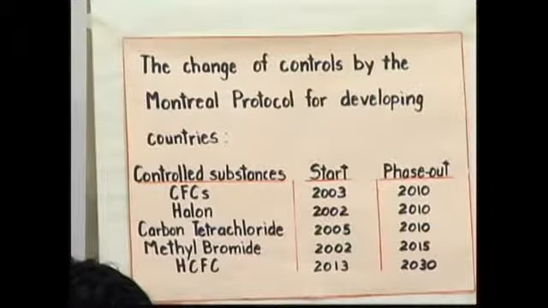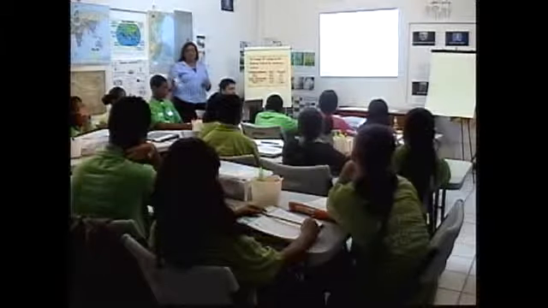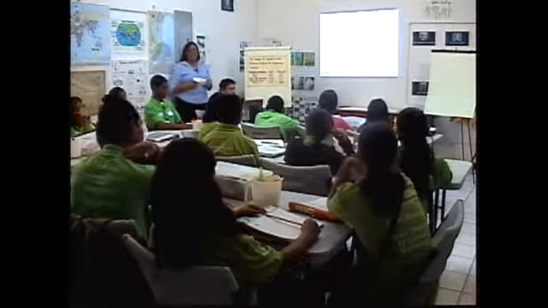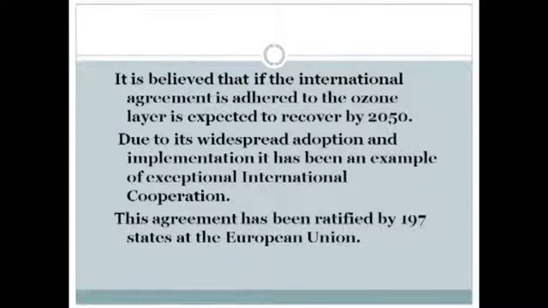Are we understanding that? Okay, so can we be hopeful, students? Yes, we can be hopeful, but now we will have to do some adapting. Adapt to new practices and principles. And in your lifetime, you will be able to share in that joy when the scientists can say, you know what, we've gained back our ozone layer. It is hoped that by 2050, it can happen. Due to its widespread adoption and implementation, it has been an example of exceptional international cooperation.